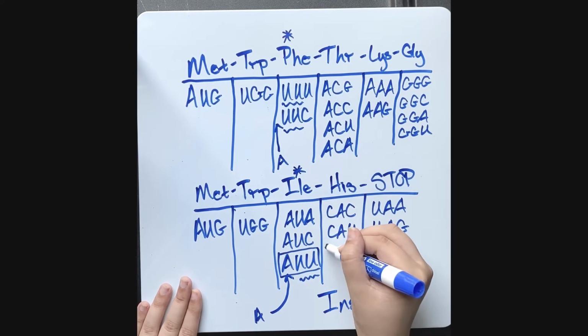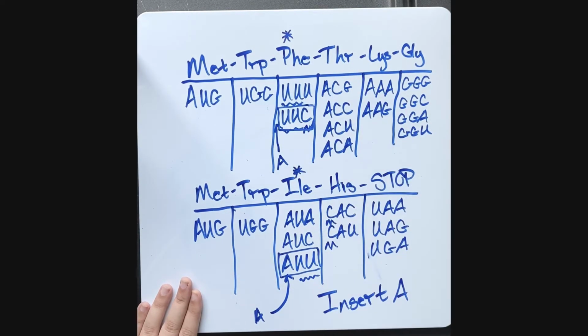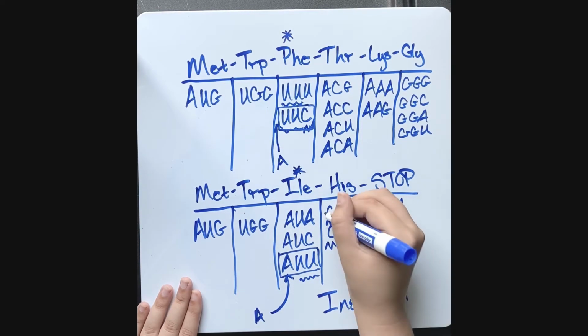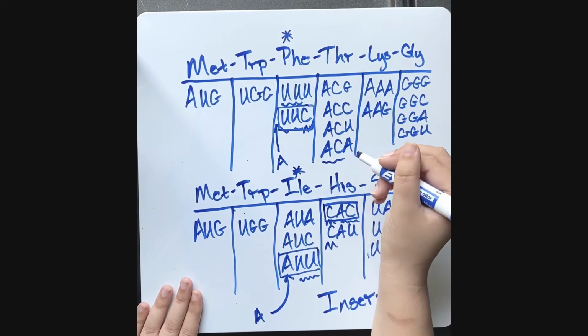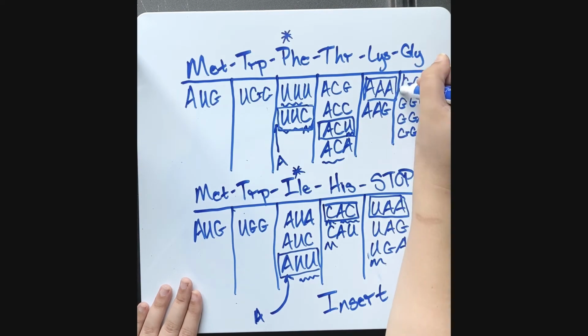And now to figure out which phenylalanine codon is used. So which codon for phenylalanine also has the first letter of the histidine codon? UUC. And I'll just follow this process all the way down the chart. Notice I also included the stop codon to ensure that my mRNA sequence is complete.